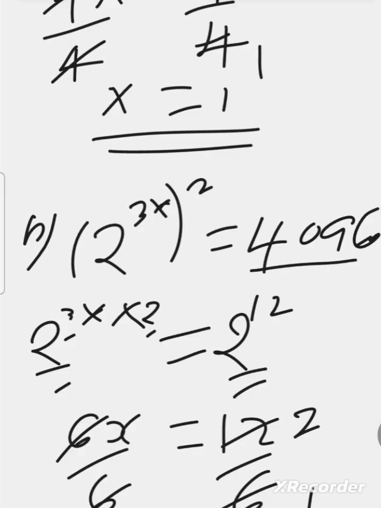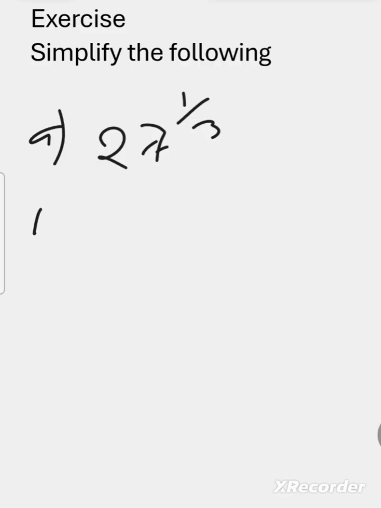I want you to pause this video and try to do this exercise and see whether you have understood what we have covered so far. So simplify the following. Number 1, you have 27 raised to a third. B, you have 475 raised to power 0.